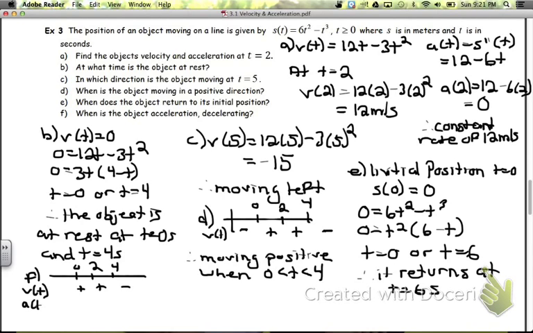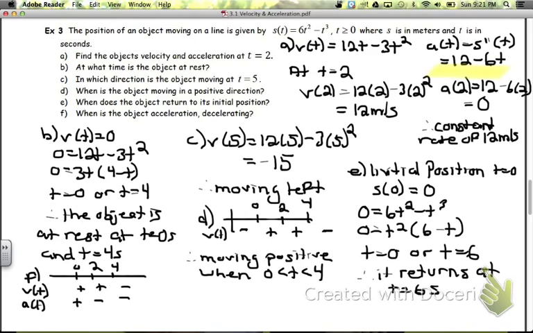Now when talking about our acceleration, if you look back at our acceleration function there, it's 12 minus 6t, so you can just put in values that are between 0 and 2. If you put in a value between 0 and 2, such as 1, you'll get that your acceleration is positive. If you put in a value between 2 and 4, such as 3, you'll get that your acceleration is negative. And if you put in, say, 5, again, you'll get that it's negative.